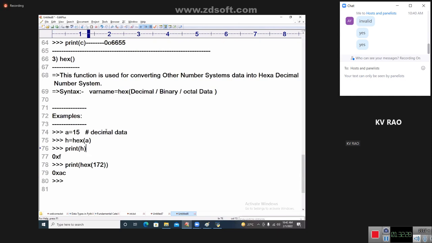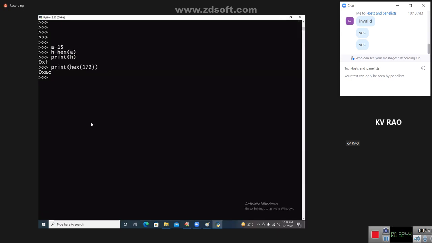So here I am getting this information, 0xf. This is the data which I got. Next, I am going for print of hex of this one. Okay, decimal data. Now I will go for octal data.